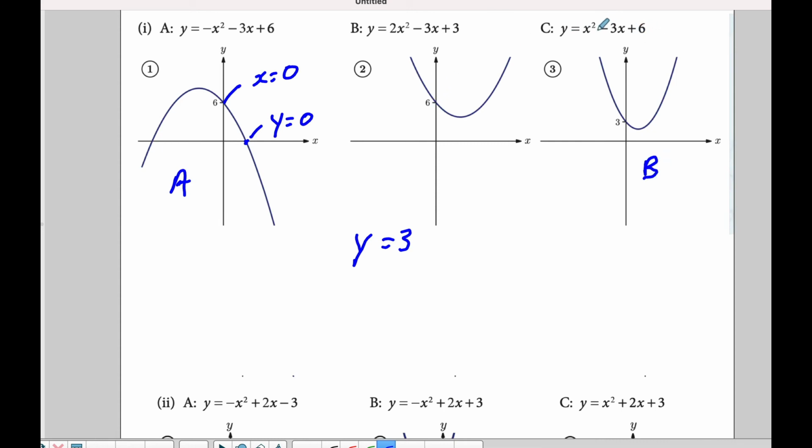And so lastly, if x equals 0 in c, well, this is going to be 0 minus 0 plus 6. So then this is c.